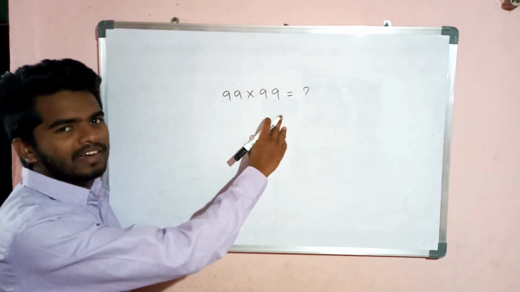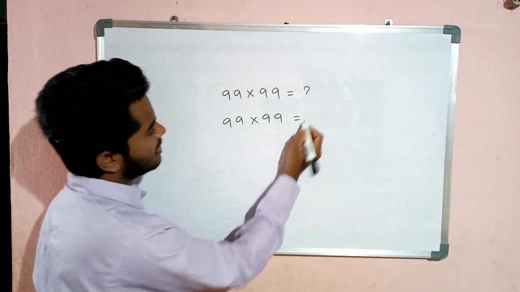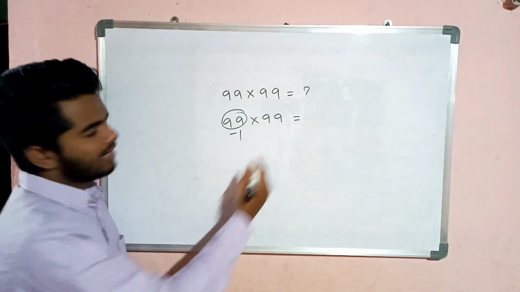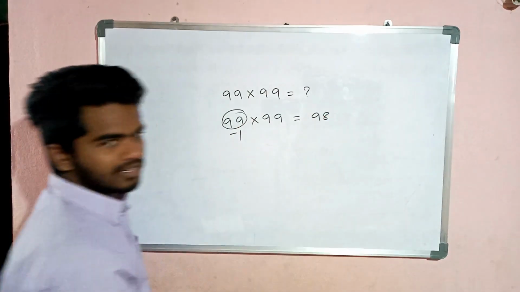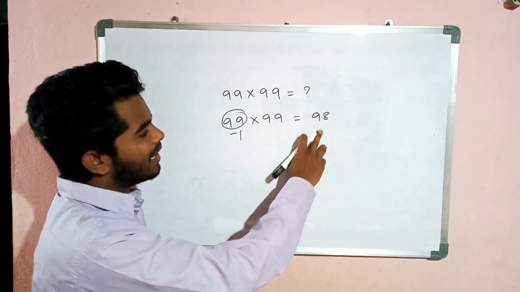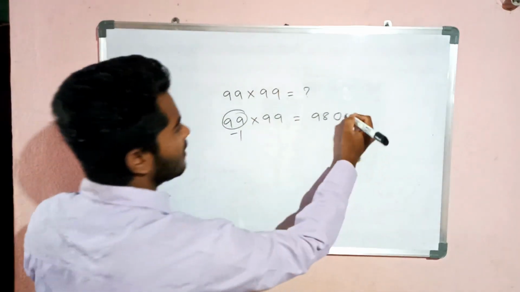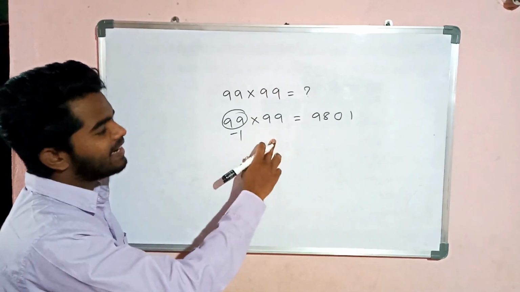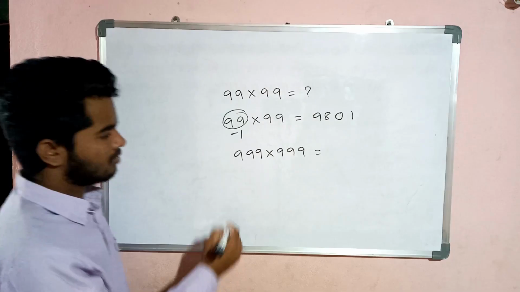Double 9 into double 9 equals what? Subtract 1 from 99 and write it here. 99 minus 1 is 98. Next, take the difference of every digit from 9. 9 minus 9 is 0. 9 minus 8 is 1. 9801, this is your answer. Double 9 into double 9 equals 9801. Next example.